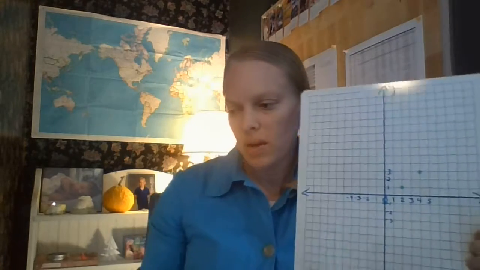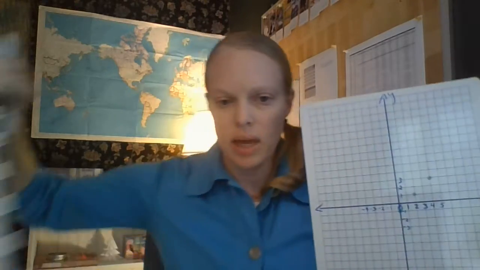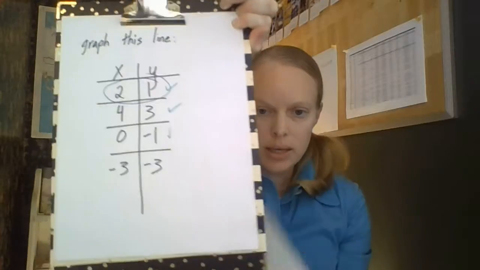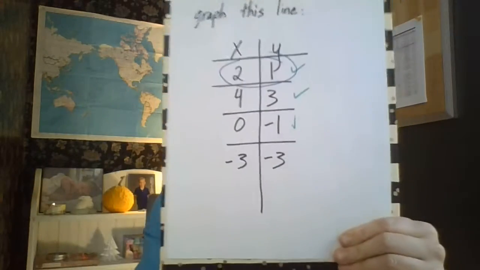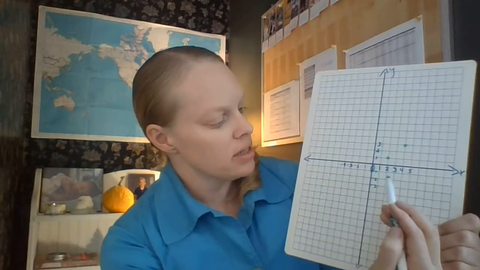Okay, now our last one here, let me put a check on that. So we did that one. And then our last one that we're going to do is -3 for the x and -3 for the y. Okay, so easy peasy. We got this now.